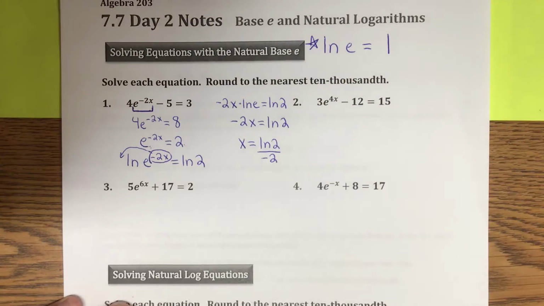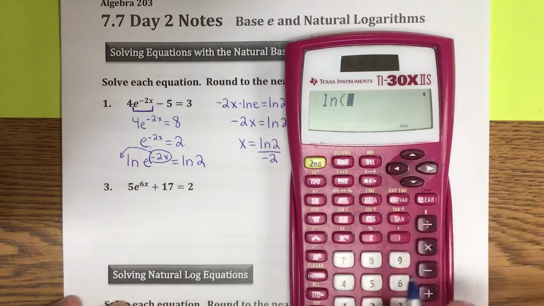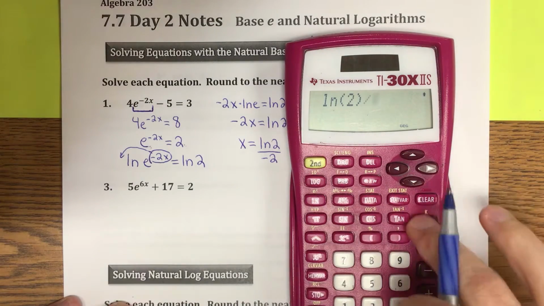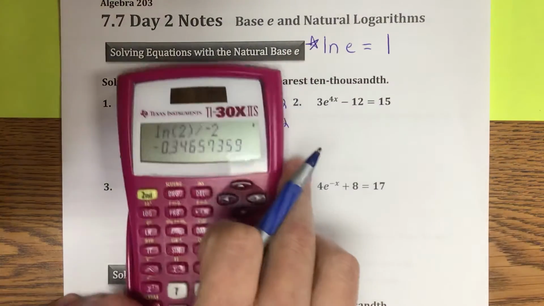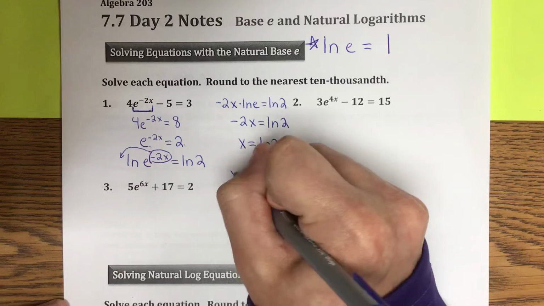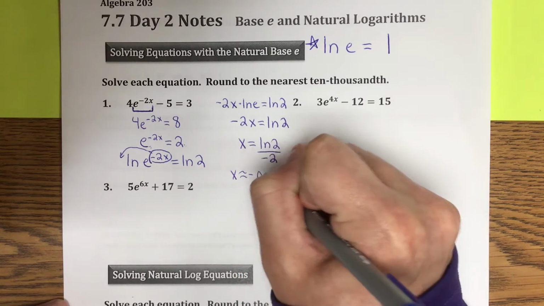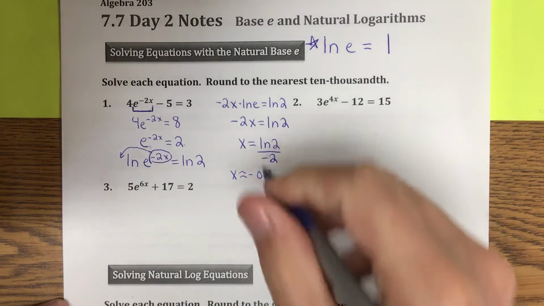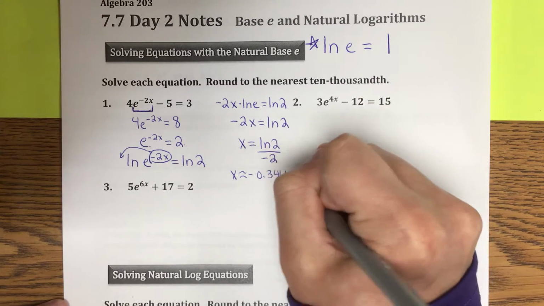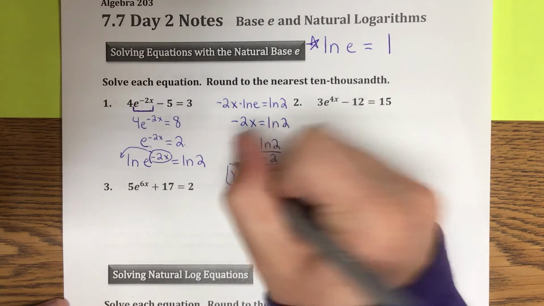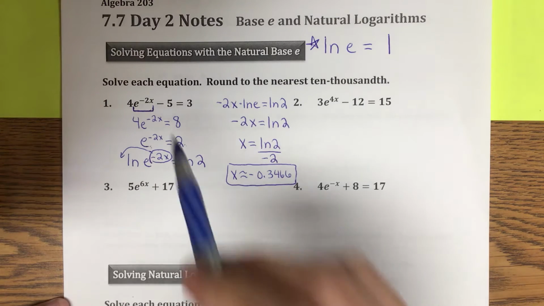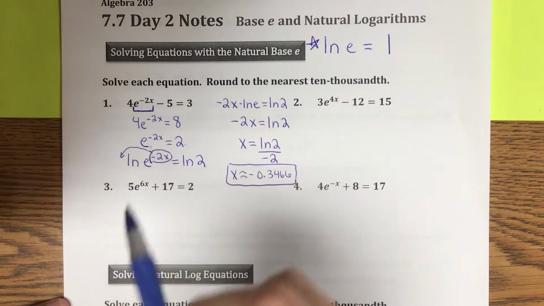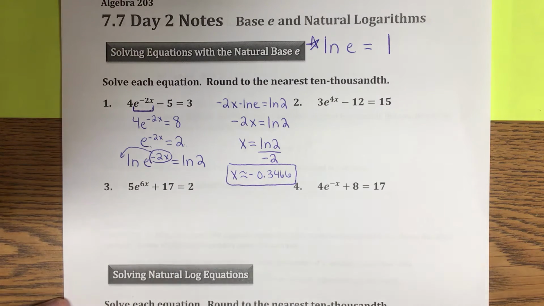Very important. So you would type this into your calculator, natural log of 2, close that parenthesis, and then divide it by negative 2. And you're going to round that to 4 decimal places. So that is going to be negative 0.3466. Right, so when bases can't be the same, you take the log on both sides. But when one of those bases is e, you're going to take the natural log on both sides.